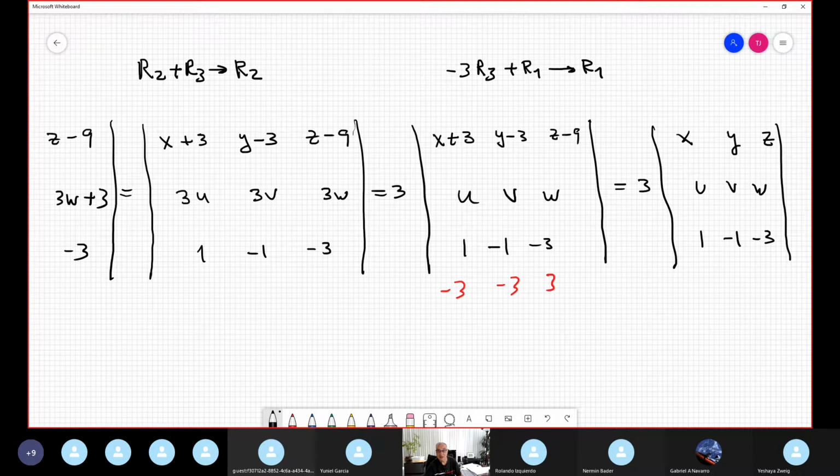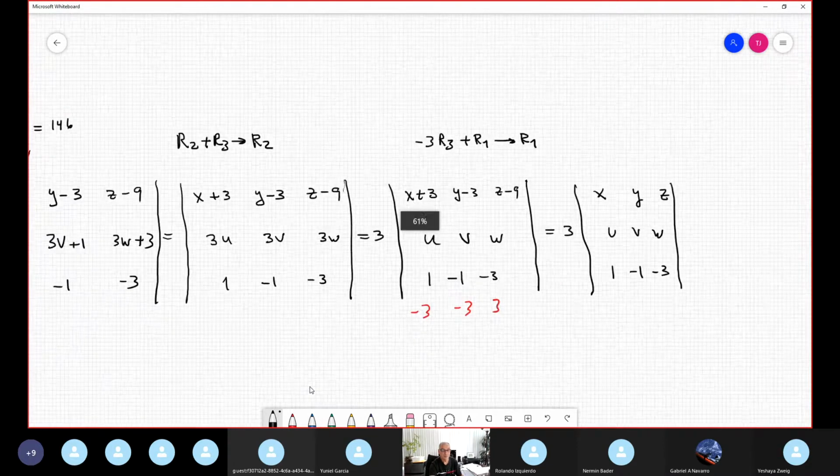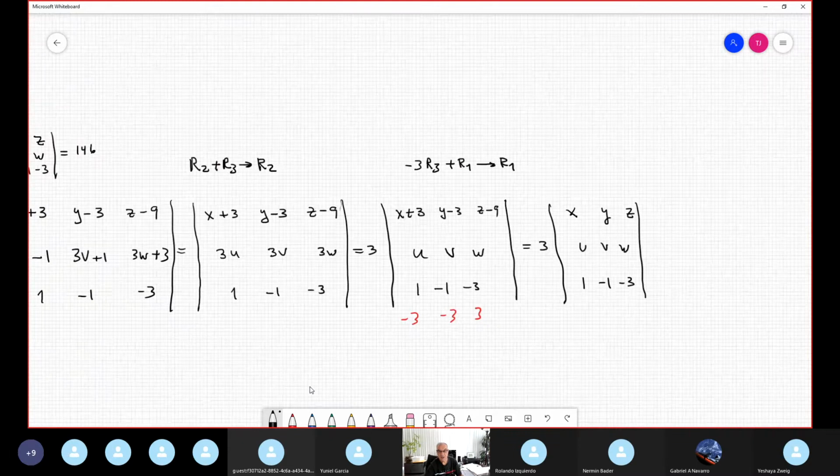Okay, this determinant is exactly the same as the original. Look at that. Okay, the answer is 146, and multiplication by 3 is 438. End of story.